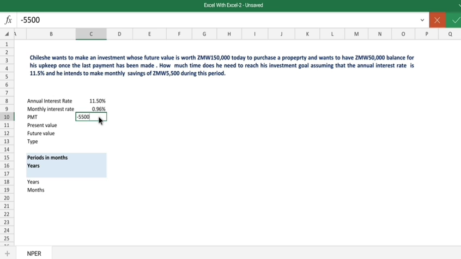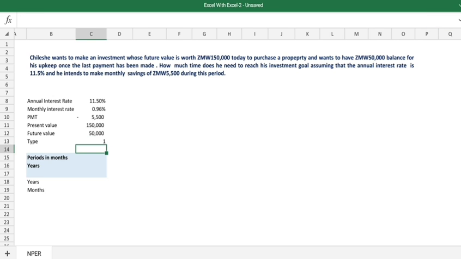5,500. Then what's the present value of the amount that you want to save today? How much is it worth? It's 150,000 kwacha. What's the future value of the amount that you want to have after the last payment has been made? You see, 50,000 kwacha. What's the type of payment? Do we need the payment to be made at the beginning or at the end of the period? It's at the beginning.